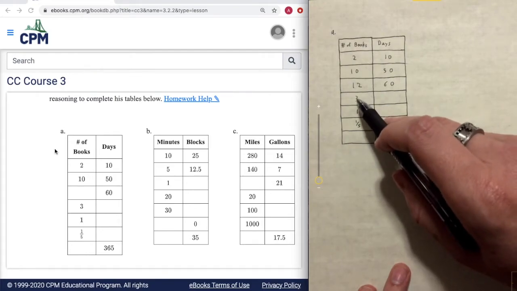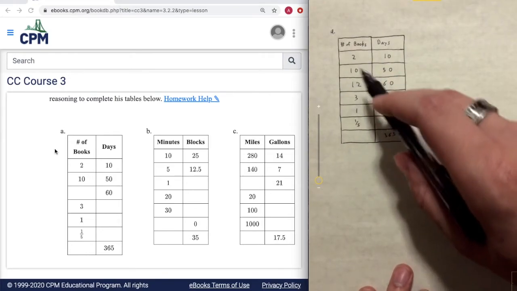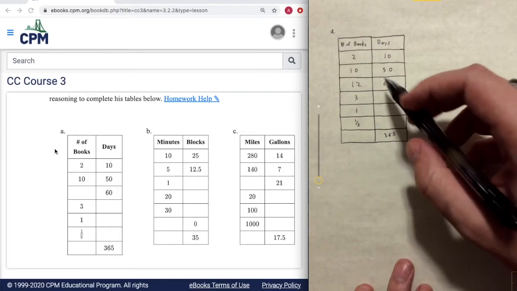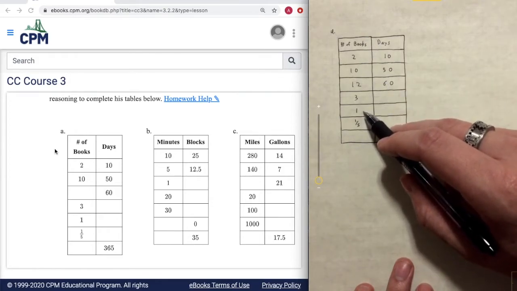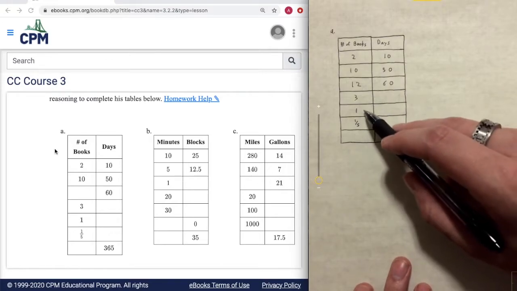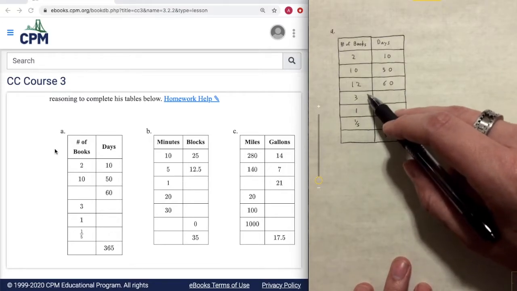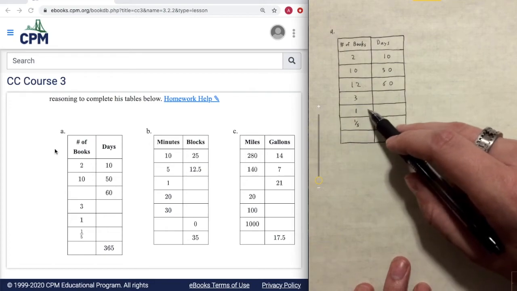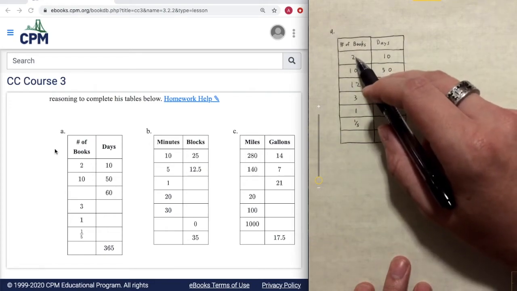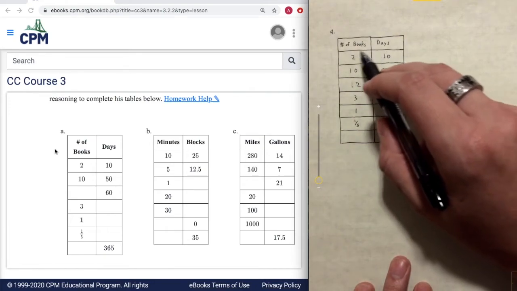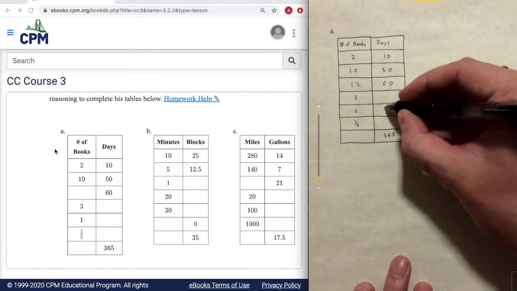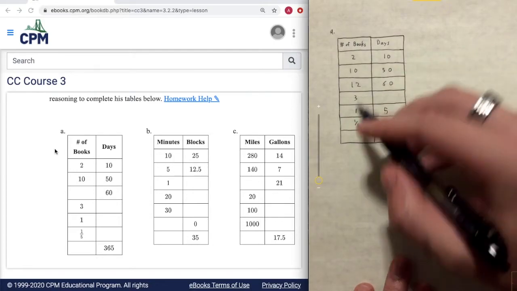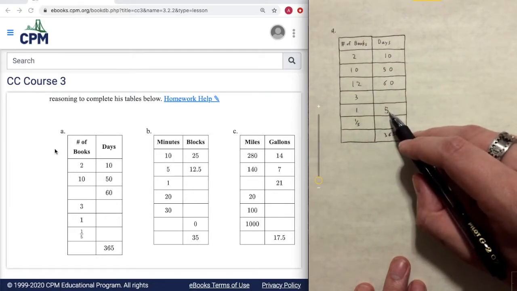Now you could try working out 3, doing some maybe division or multiplication, but it might be a good time to try to work out how long it takes for him to read 1 book. Because once you get that, you can just multiply it by all these other values to figure them out. So we know 2 books takes 10 days. So 1 is half of 2. So if we halve 10, we'll get 5 days. So he can read 1 book in 5 days.